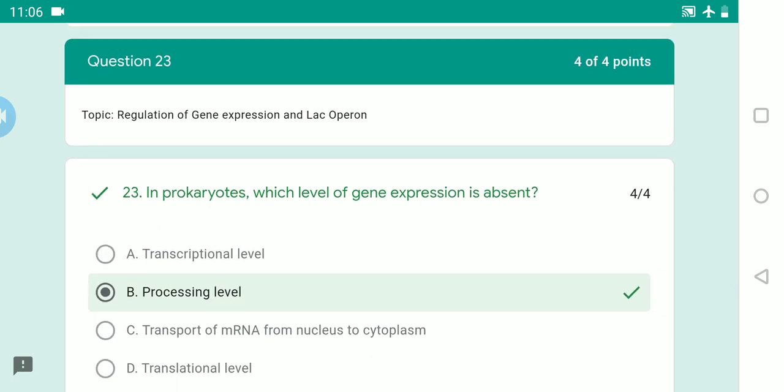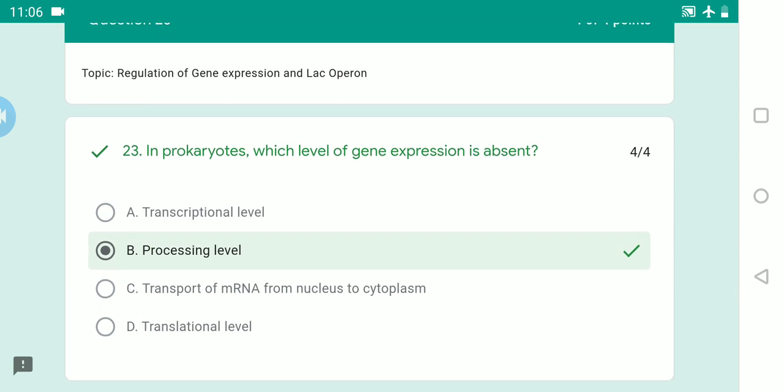The next question, the regulation of gene expression, commonly known as the lac concept. In prokaryotes, which level of gene expression is absent? They are asking absent, not present. It is actually a direct question. The processing level of gene expression is absent, because the transcription level is present, even transport of messenger RNA from nucleus to cytoplasm is present, and the translation level is also present, but the processing level is absent in prokaryotes.